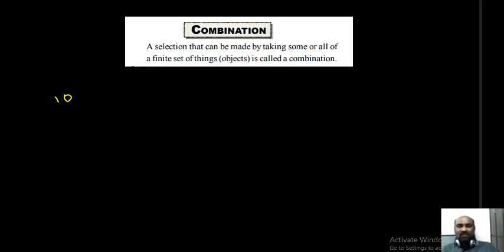So selecting 3 from 10 is one combination. Selecting 5 from 10 is another combination. Like that we get several combinations. Students, selecting 3 from 10 is symbolically written as 10C3. 10C3, the meaning is from 10 selecting 3.